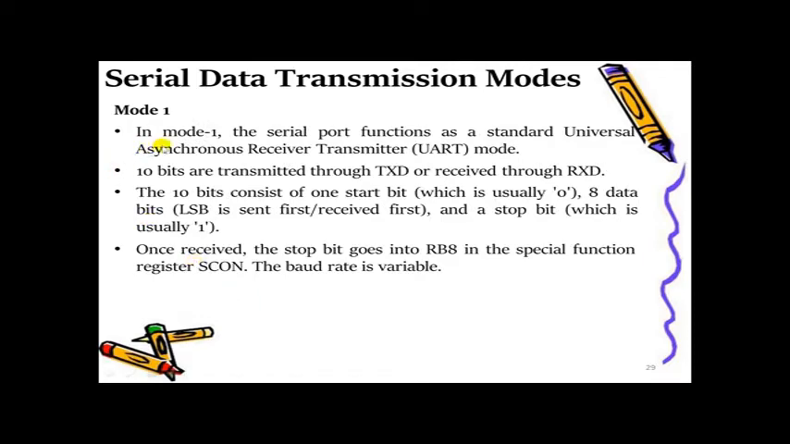Next, in mode 1. The serial port functions as a standard UART, that is, universal asynchronous receiver transmitter. 10 bits are transmitted through TXD and received through RXD. The 10 bits consist of one start bit, which is usually 0, 8 bits of data, with the LSB sent first, which we already discussed in the previous slides, and a stop bit, which is usually 1, received at last. Once received, the stop bit goes into RB8 in the special function register called SCON. The baud rate is variable.